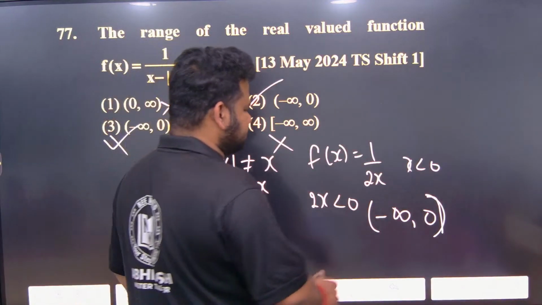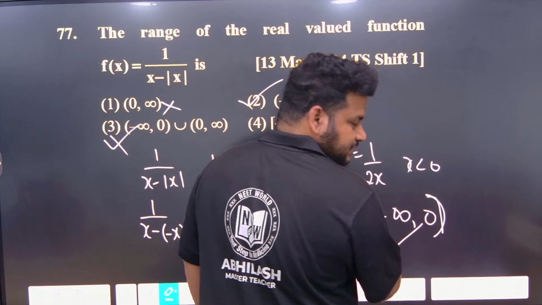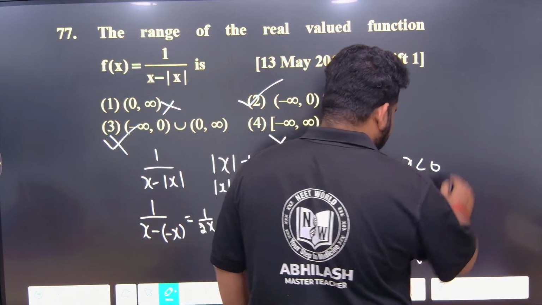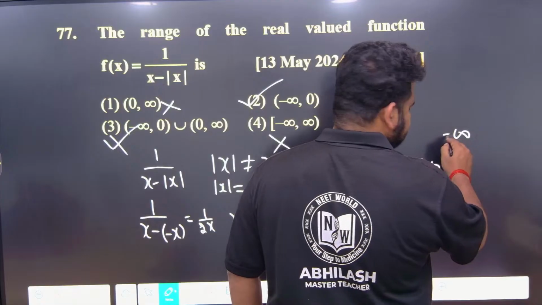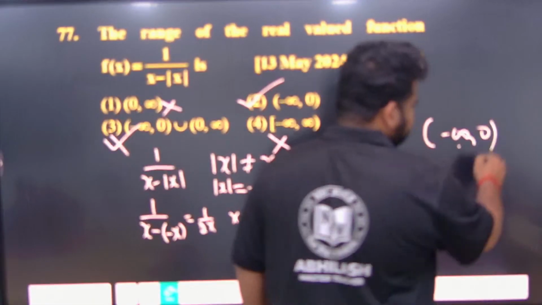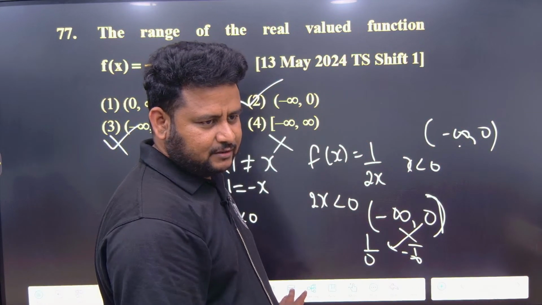1 by 2x means what should I do? This will come 1 by 0, this will become 1 by minus infinity. 1 by 0 is infinity, which I write as minus infinity. This will become 0. So minus infinity comma 0 again. Our logic fails here.